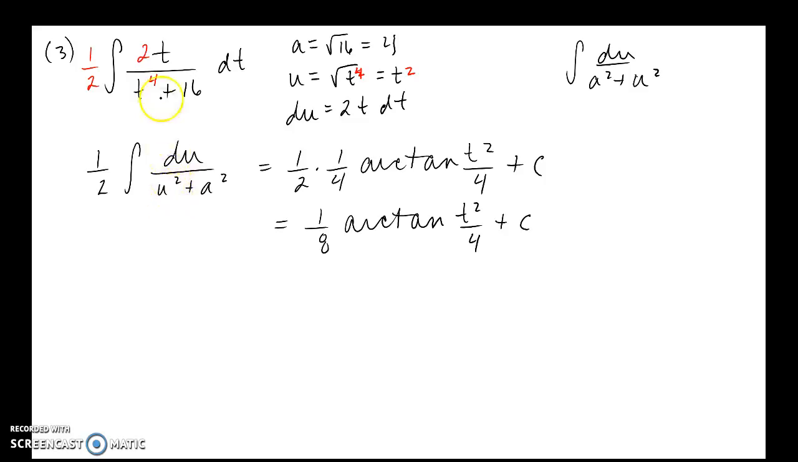So the original being u squared plus a squared doesn't change the derivative rule or the integral rule. It will matter when we do arc sine. The order will matter, but not for the arctan.